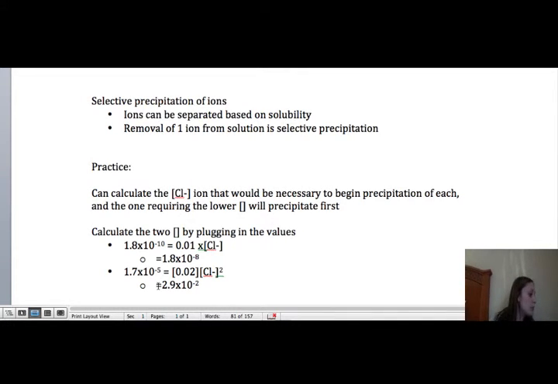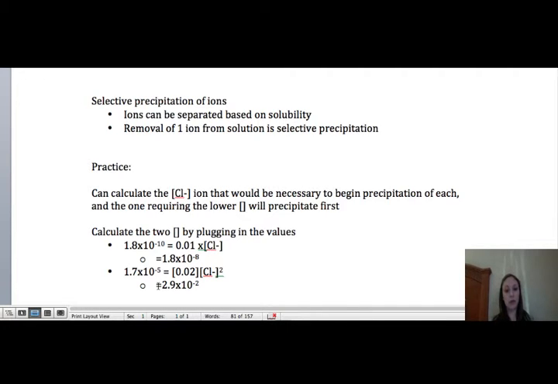Alright, so now in this practice problem, it has a solution containing some silver and some lead ions, and if I add chloride to that solution, both AgCl and PbCl2, and they give you your KSPs there, precipitate from your solution. So what concentration of chloride is necessary to precipitate the salt, and which one precipitates first? It's actually a lot easier than it sounds.